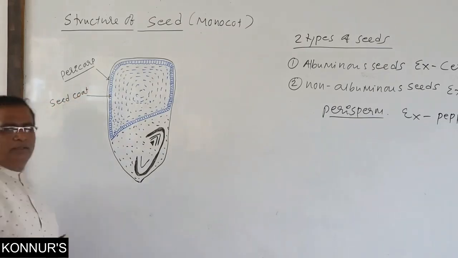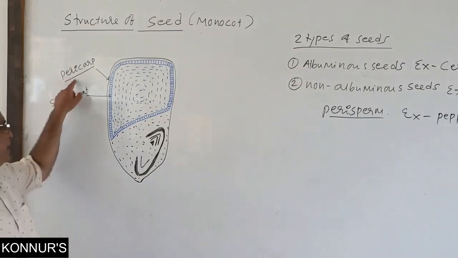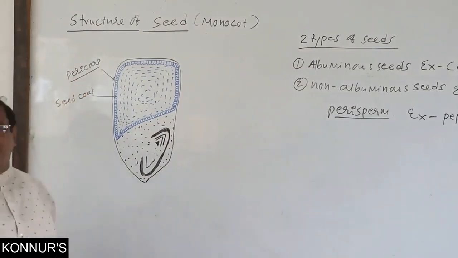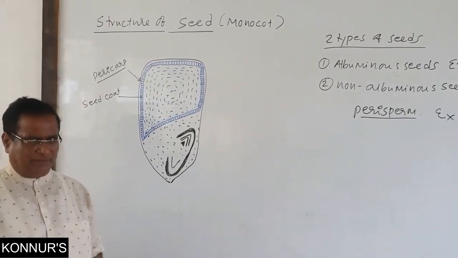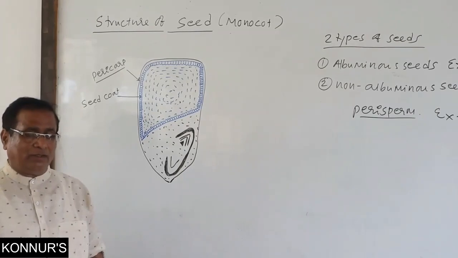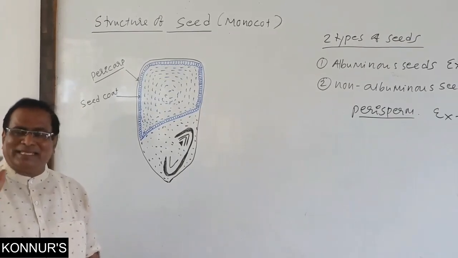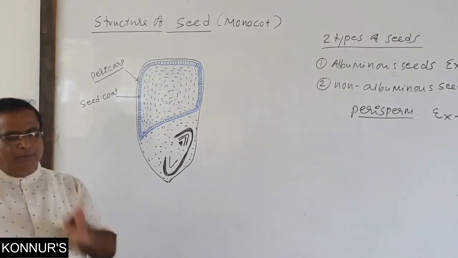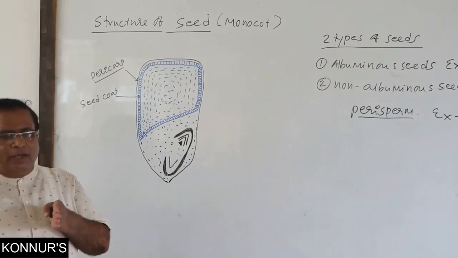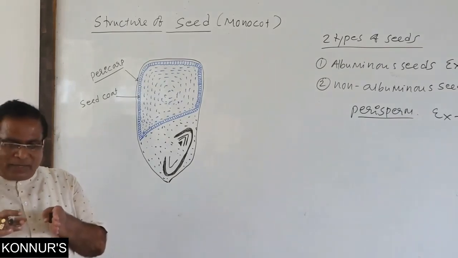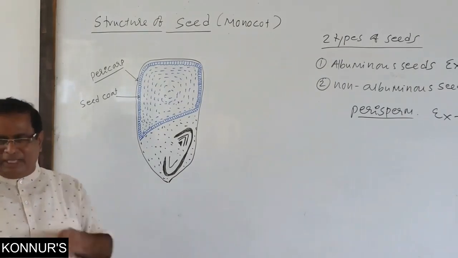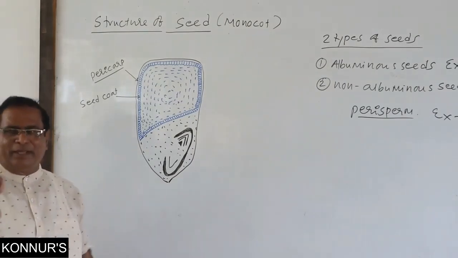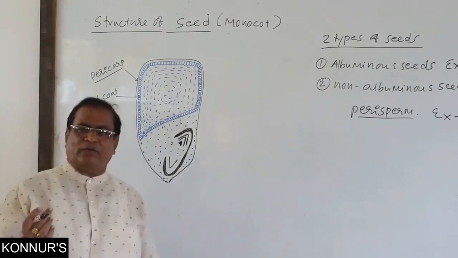In this fruit, the pericarp and seed coat are inseparable. They are attached to each other. But in the case of sunflower, that is also a single-seeded fruit, but the pericarp, the fruit coat, as well as the seed coat, get separated. You might have seen a sunflower seed.